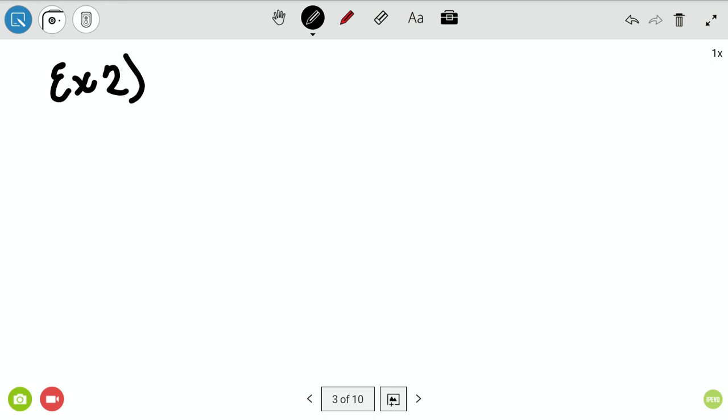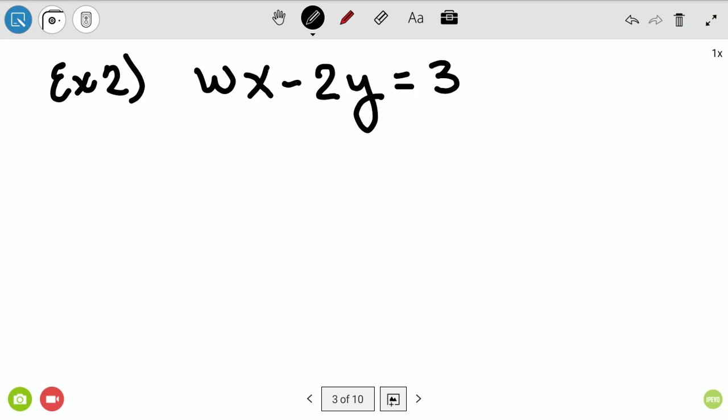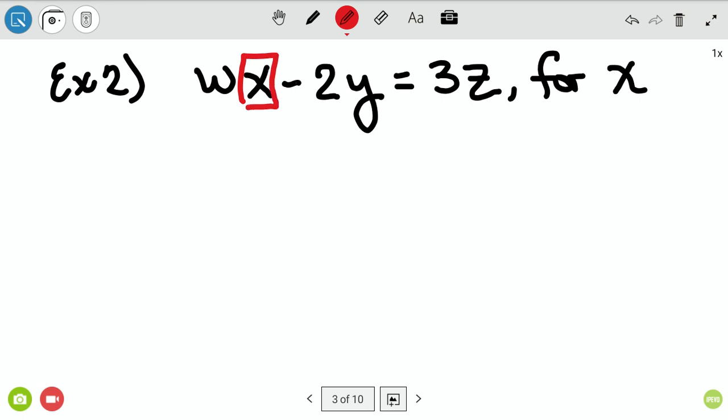Example number 2, we've got WX minus 2Y equals 3Z. And our directions are to solve for X. So first step, find your X's. Well, in this case, we only have one. And then we've got a couple of things we need to get off that side of the equation. We have a W, but the W is attached with multiplication. And then we have this negative 2y that's attached with addition subtraction. So that's the first one we're going to move.